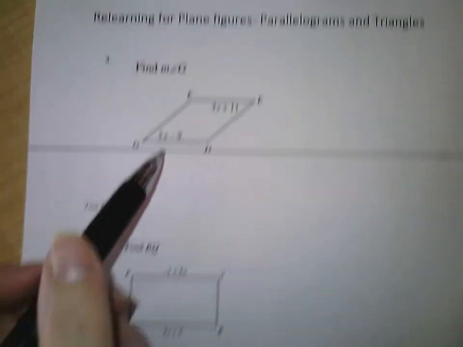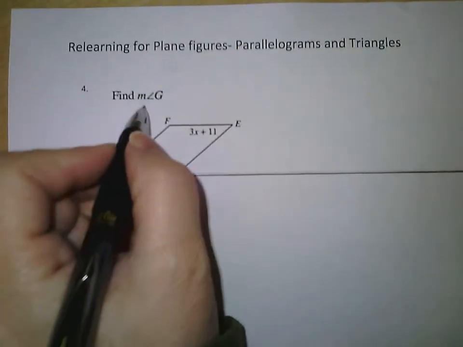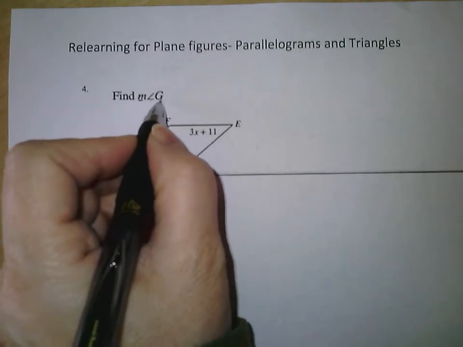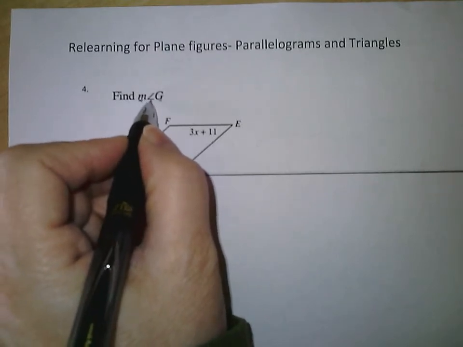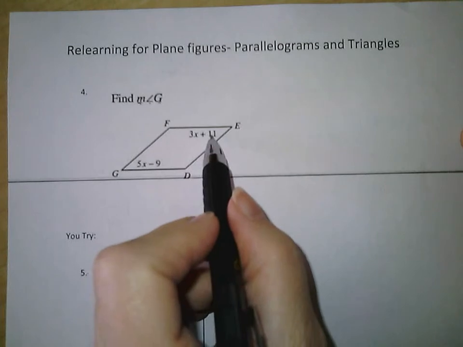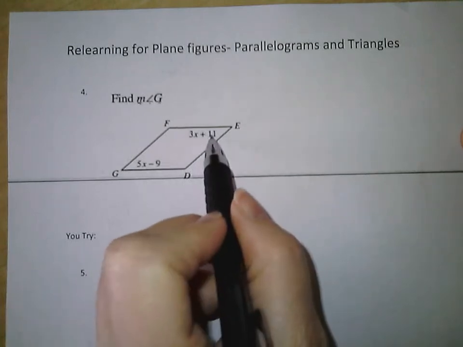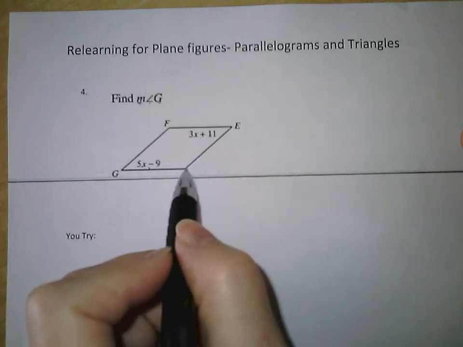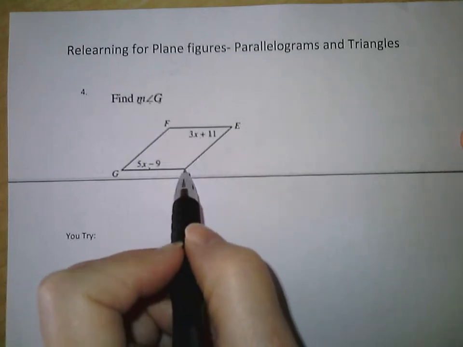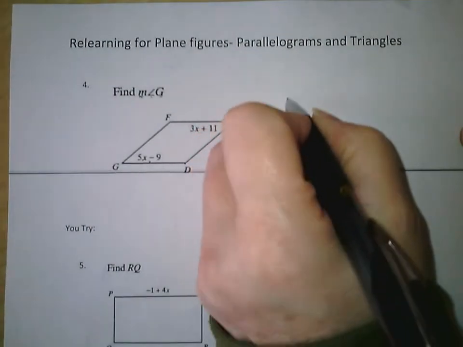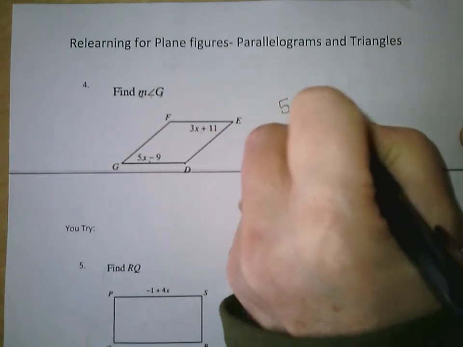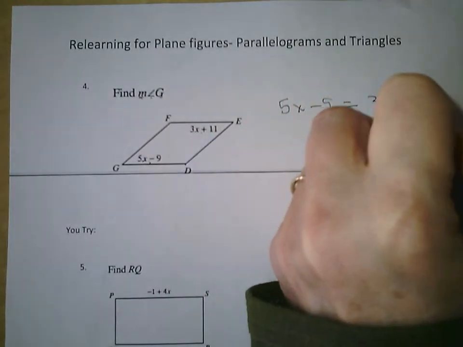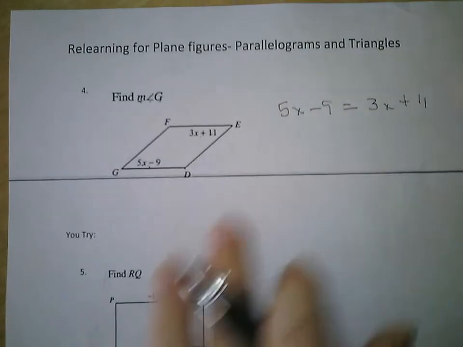On the back side here, we're looking for the measure of angle G. Now these two angles that are given to us are across from each other. When they're across, they're equal. When they're next to each other, they add to 180. So we're going to look at this here: 5x minus 9 equals 3x plus 11.